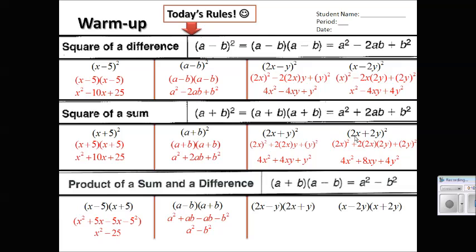2x squared is 4x squared. 2y squared is 4y squared. And 2 times 2x times 2y is 8xy. So you can go straight from this to this once you understand this rule.